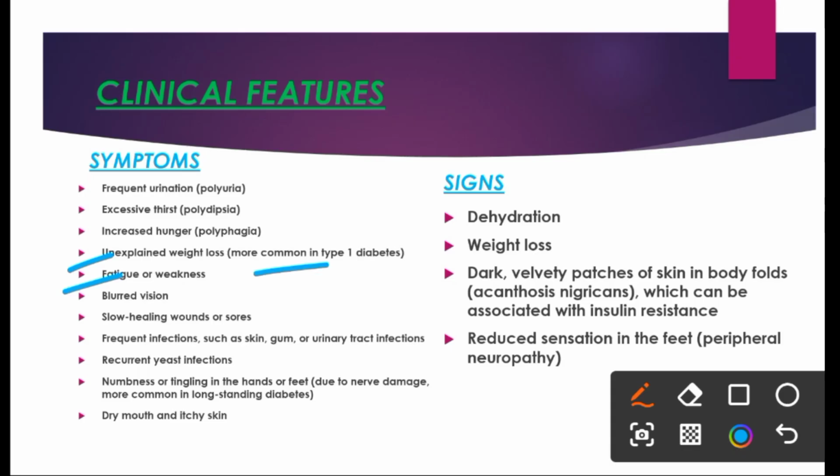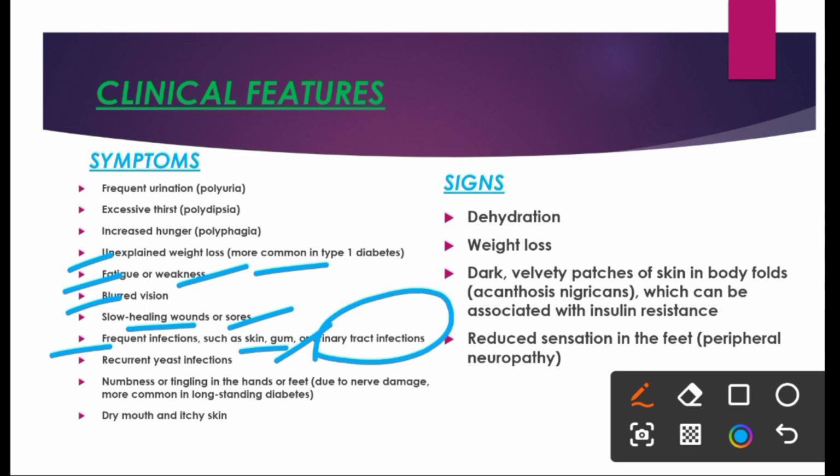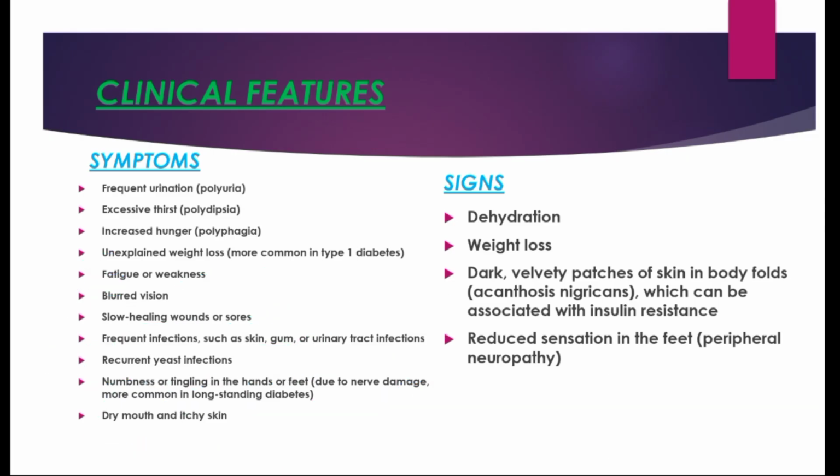They may have fatigue, weakness, blurring of vision, slow healing wounds and sores, and patients having uncontrolled diabetes have increased risk of infection such as skin infection, gum infection, and UTI. UTI is more common in these patients. Similarly, these patients may have recurrent yeast infection. There may be numbness or tingling in the hands and feet that occurs because of the nerve damage. They are more common in long-standing diabetes. And similarly, the patient also complains of dryness of mouth and itching of the skin.